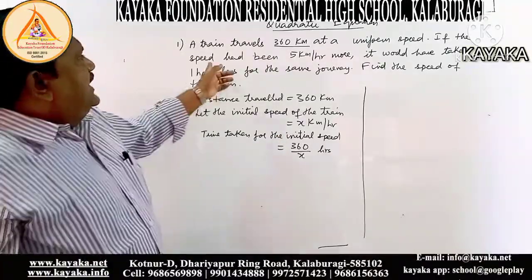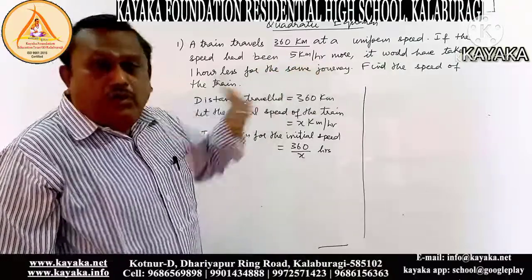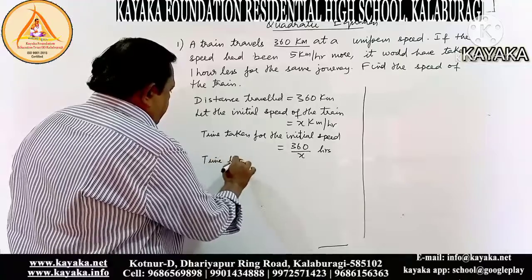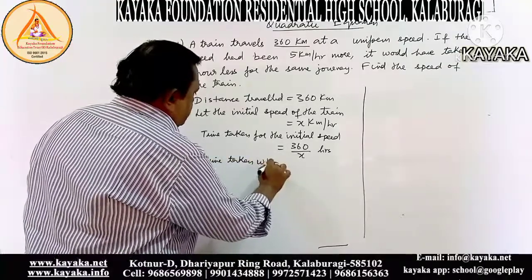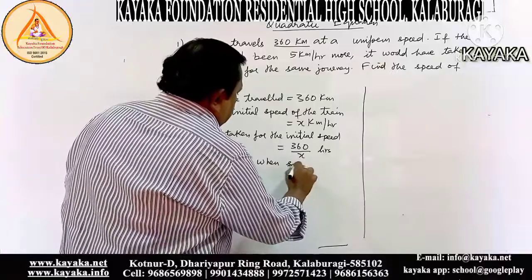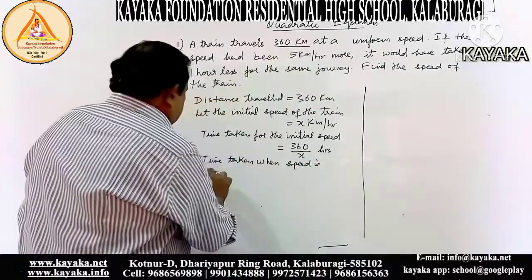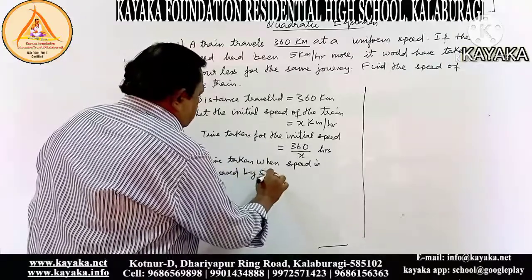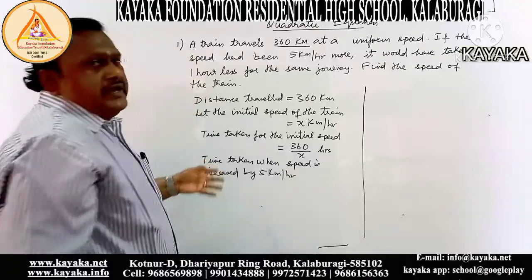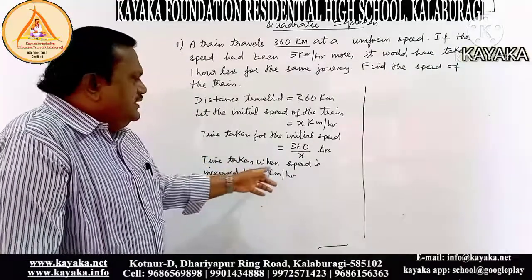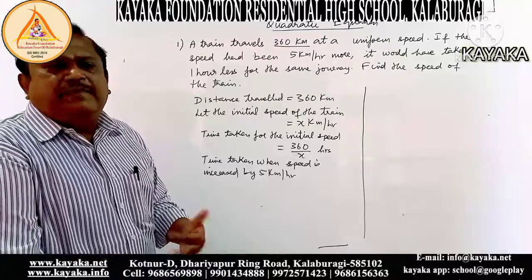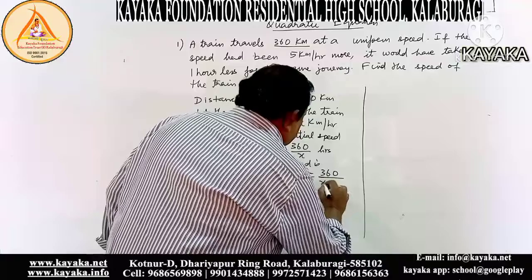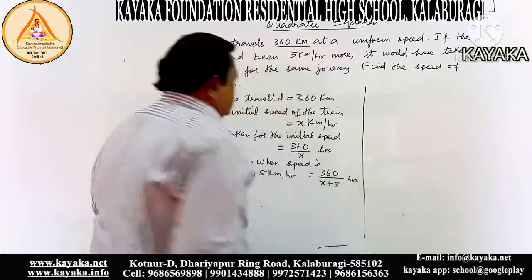Next, they have given that the speed is 5 km more. Therefore, time taken when the speed is increased by 5 km per hour. Now we have to find the time taken when the speed is increased by 5 km per hour. That will be equal to 360 divided by x plus 5 hours.